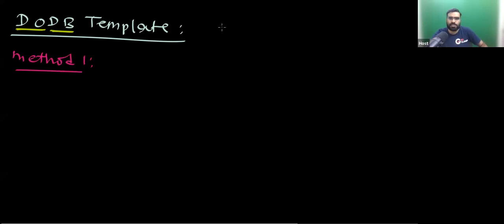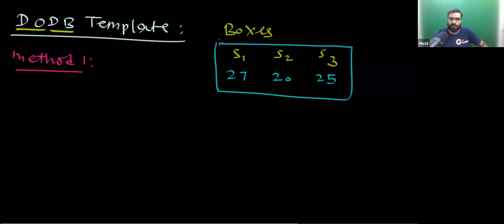Here you can notice that these are the boxes: sections S1, S2, S3. And this is already given: we need 27 students here, 20 students here, and 25 students here. These are the boxes. Next, what are the objects? The objects are the total 72 students.